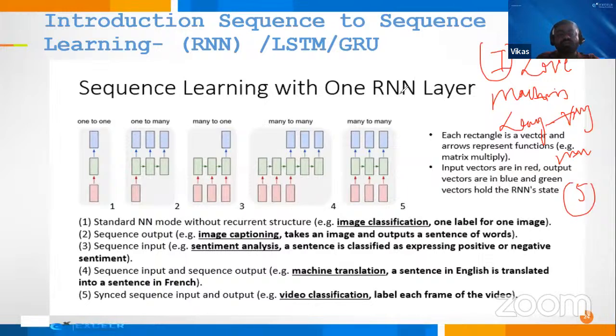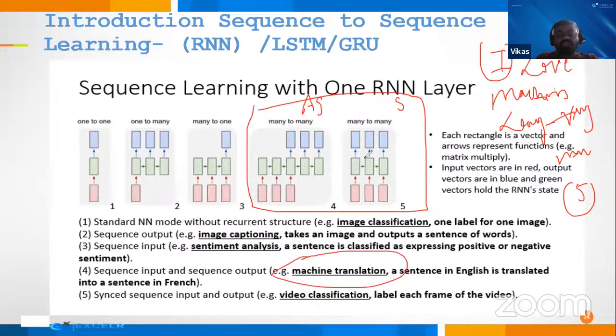Here, this is our main heading, many to many. Here is called asynchronized, and this is called synchronized. In asynchronized, guys, the example I am trying to tell you is machine translation. In machine translation, I am writing some sentence, which is "I love machine learning very much." 1, 2, 3, 4, 5 and 6, maybe 6 words I am passing.